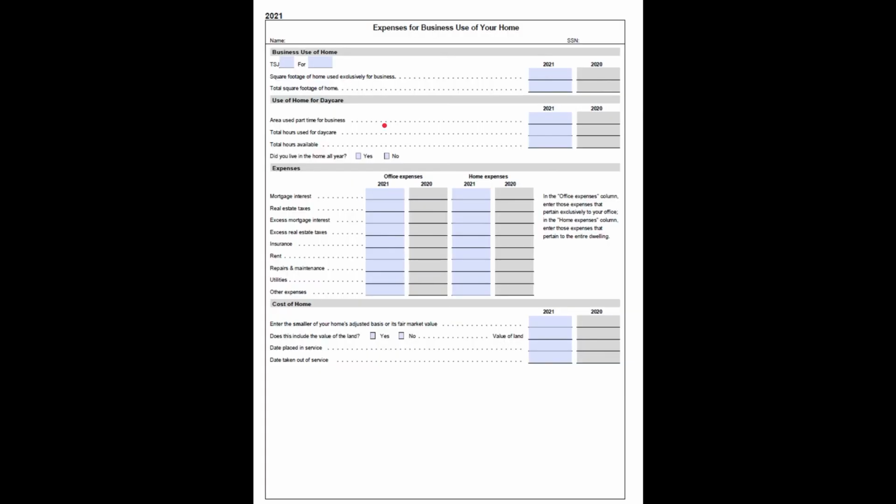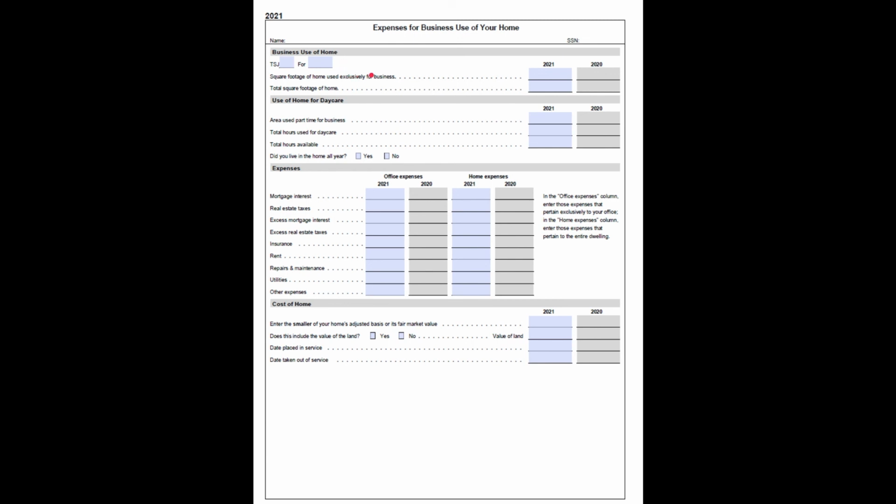Now, if you have a home office, a room exclusively used for business, you are going to fill out this page. And at the top, you're going to indicate if this is for the taxpayer, spouse, or joint, okay? And for which business was this? Was it for the Schedule C or the Schedule E? We need to know what we're allocating this to.